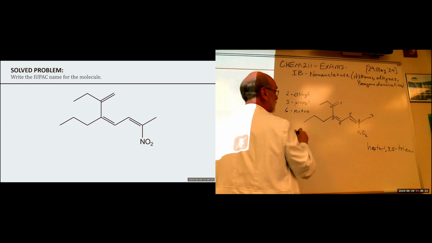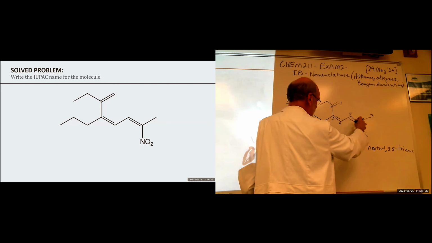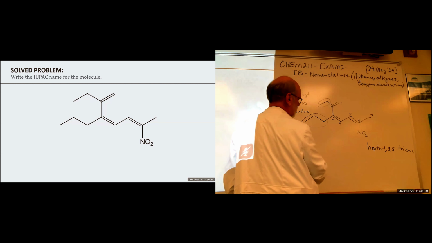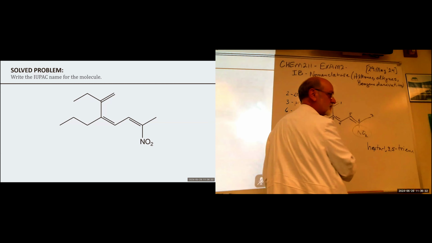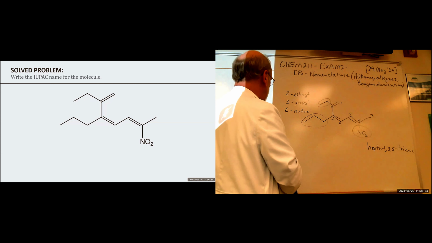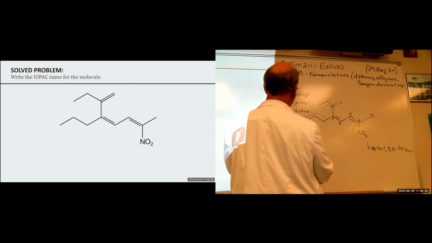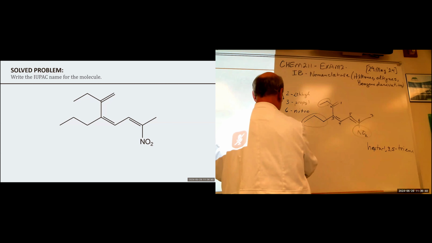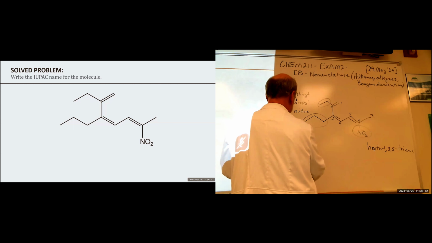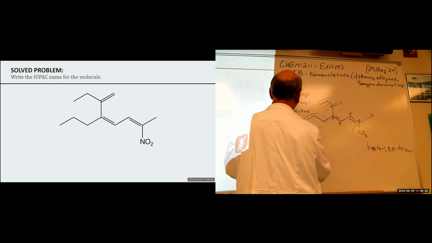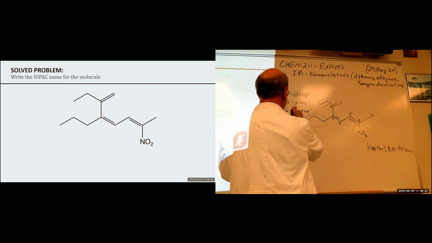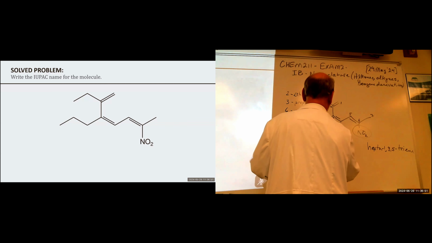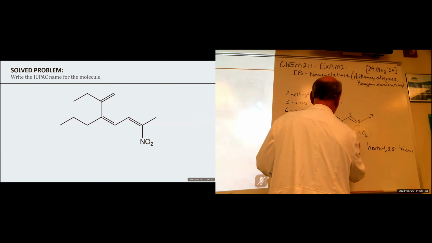It might help to do this. Once you've decided your chain, then lasso the side groups. Like that. Okay, now let's see. Alphabetical order. This one comes first, right? That's 2 ethyl. And N comes before P? Yeah. 6 nitro. And then 3 propyl.